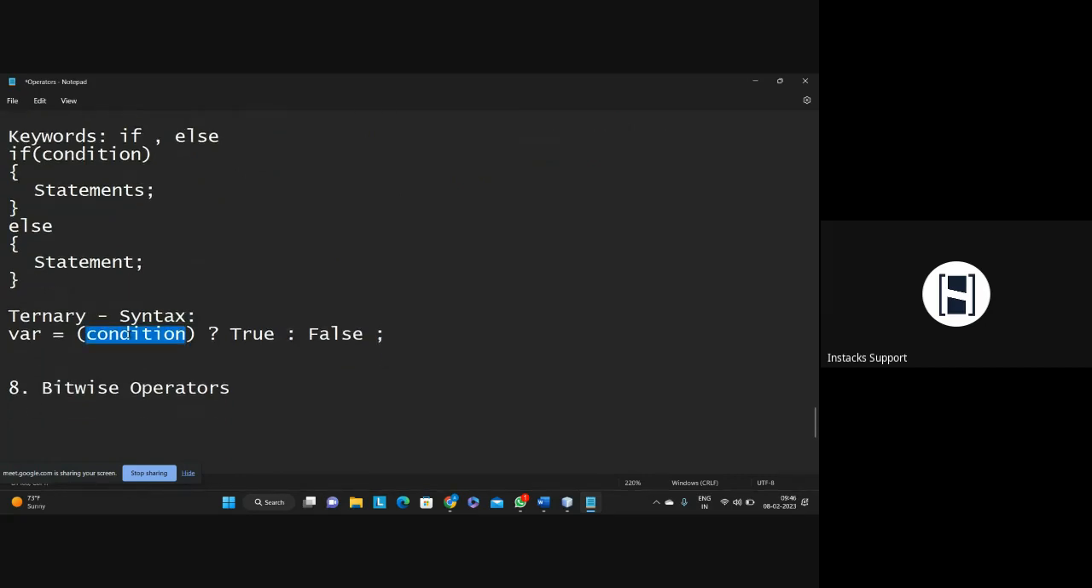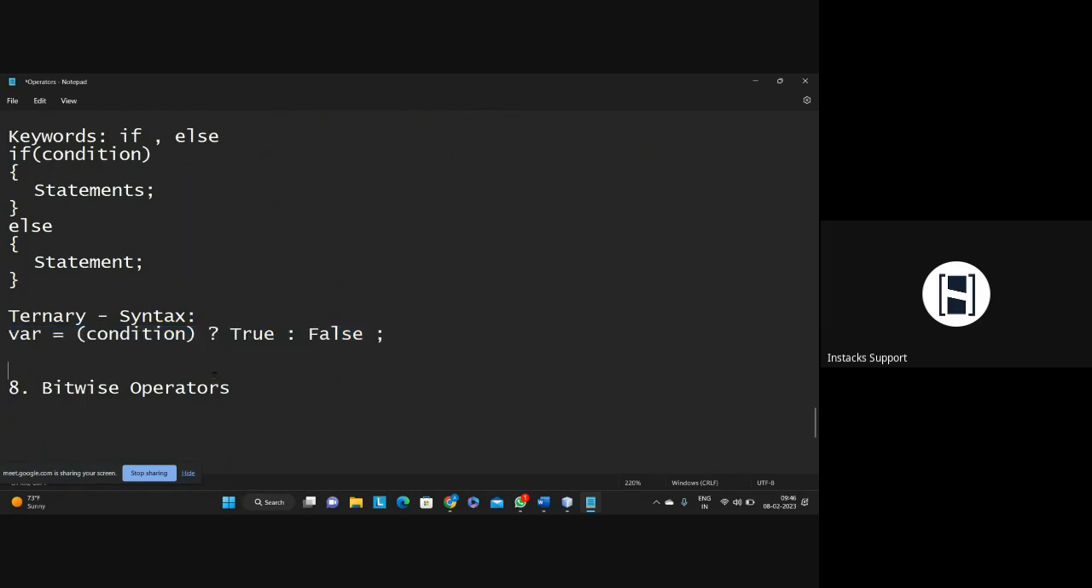So specify the condition. If the condition is true, what should be done? And if this condition is false, what should be done is written here. So in a single line, we are going to be completing the code. That is what I said.